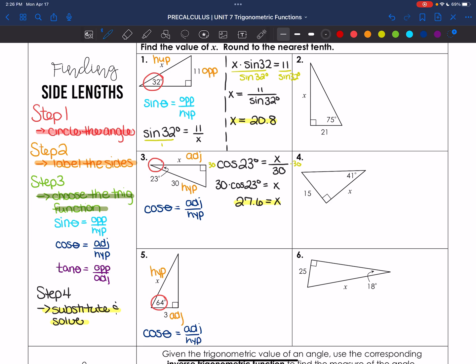So we'll go ahead and substitute in our values. This is cosine of 64, that is my adjacent side of 3 divided by x. This is technically over 1. In order to solve this, when our unknown is in the denominator, it's like what we saw in example 1. We're going to need to cross multiply, and then get x by itself by dividing by cosine of 64 degrees on each side.